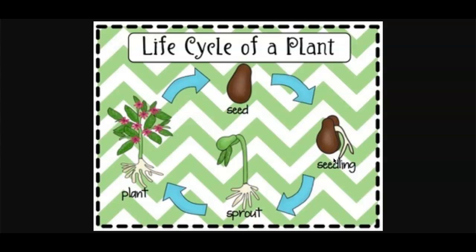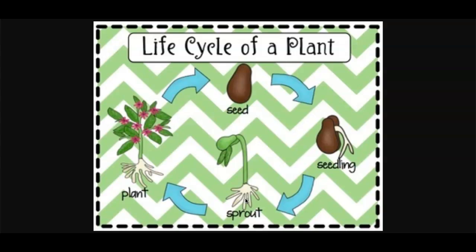The seedling continues to grow and grow and grow, and then we get a sprout. So we have the roots in the ground, and we start to get a stem with some leaves and a bud. So we go from a seed to a seedling, and then to a sprout. So that's the process so far.